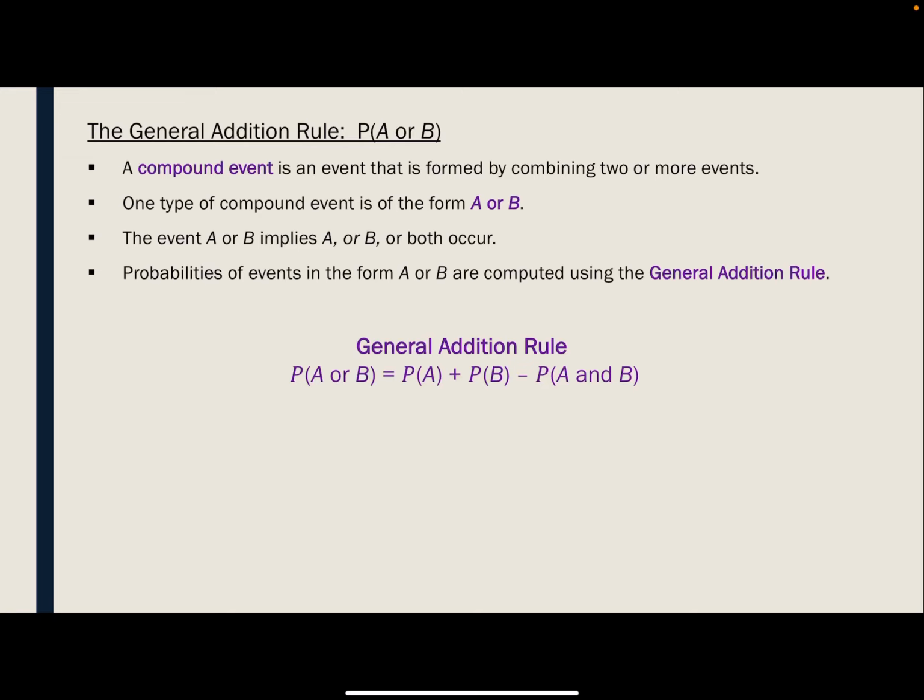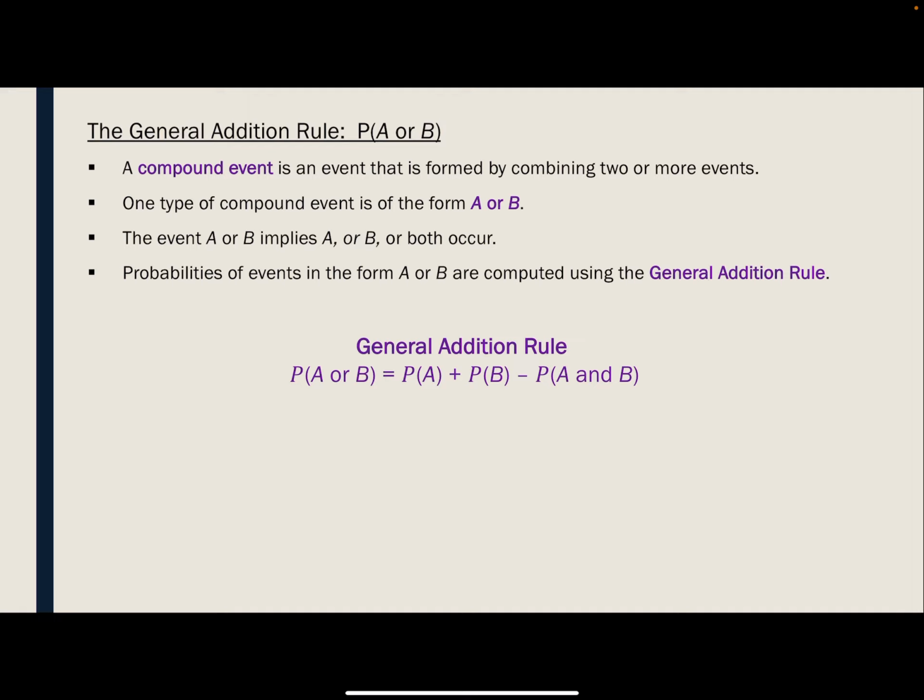In this video, we're going to look at the first major rule of probability, and we're going to look at a few rules of probability. But this is a big one. This is called the general addition rule. It doesn't have a great name, but it is a very important rule.